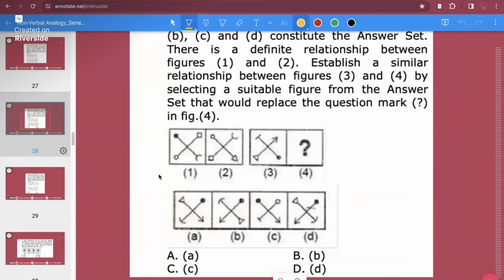Yes, guys. I guess each of these elements are changing their position one. Okay. And over here, not this way.